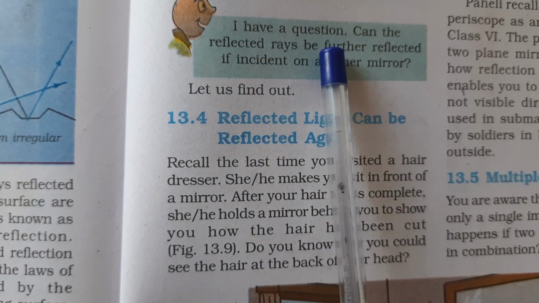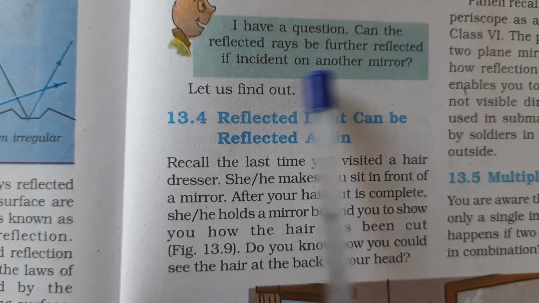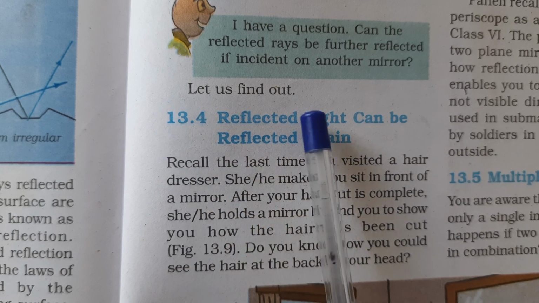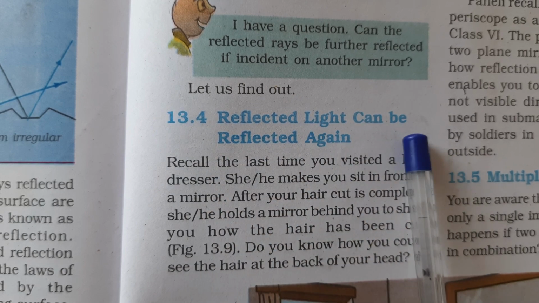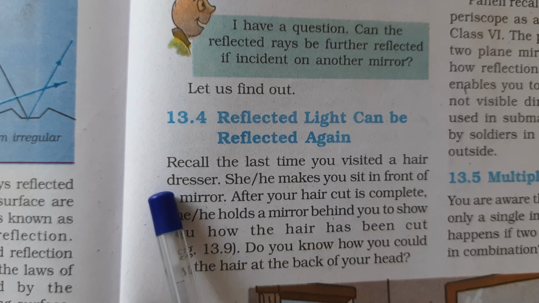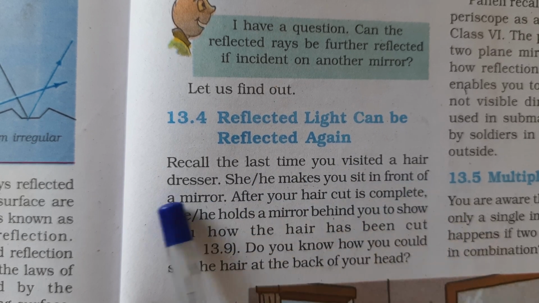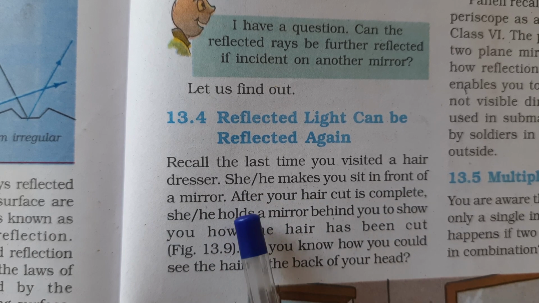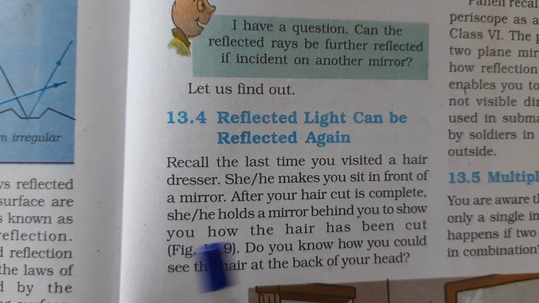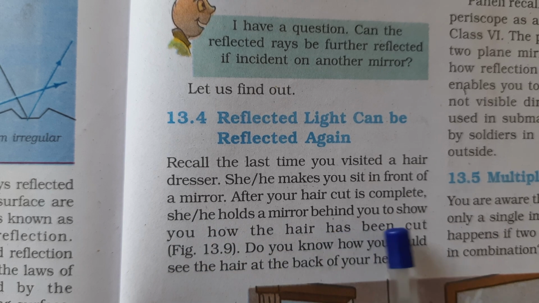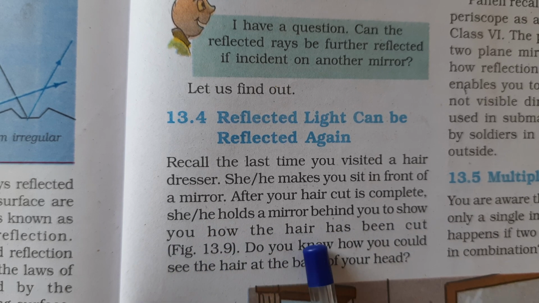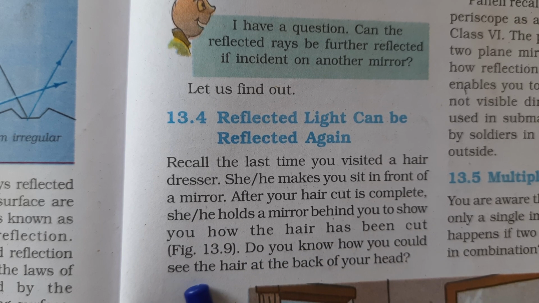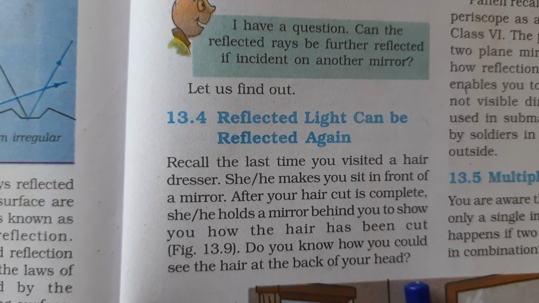I have a question. Can the reflected rays be further reflected if incident on another mirror? Let us find out. Reflected light can be reflected again. Recall the last time you visited a hairdresser. She or he makes you sit in front of a mirror. After your haircut is complete, she or he holds a mirror behind you to show you how the hair has been cut. Do you know how you could see the hair at the back of your head?